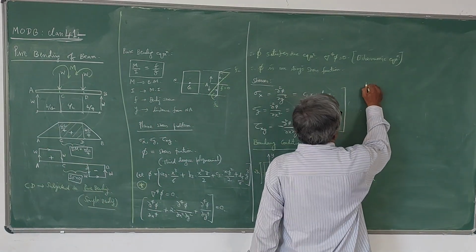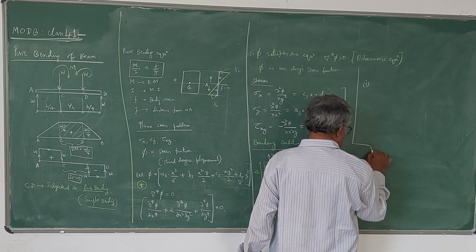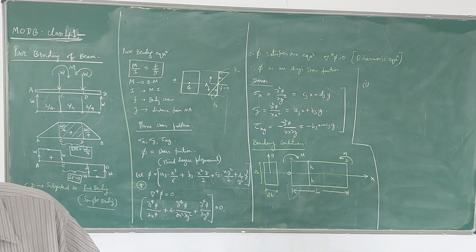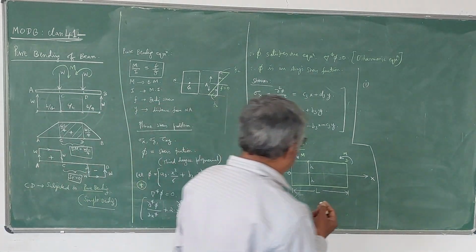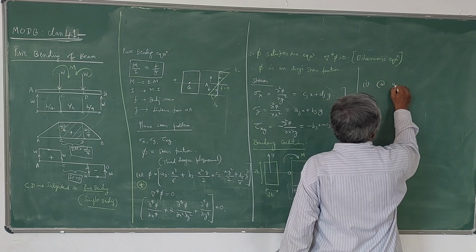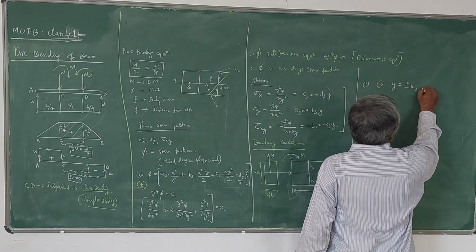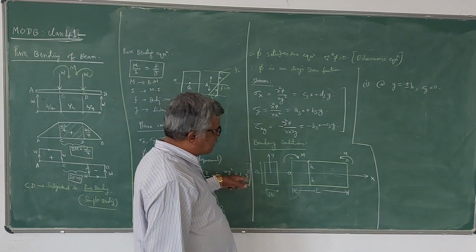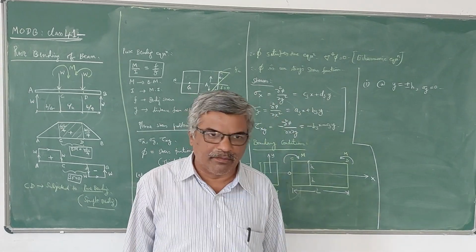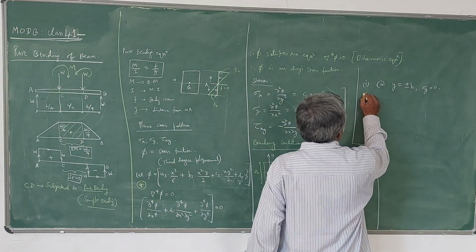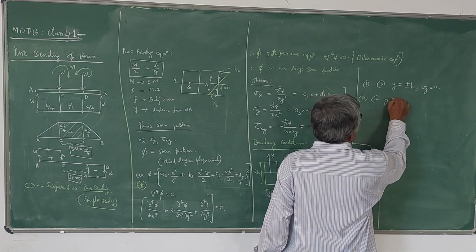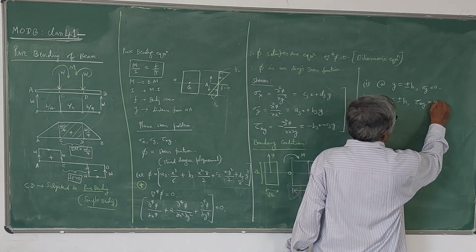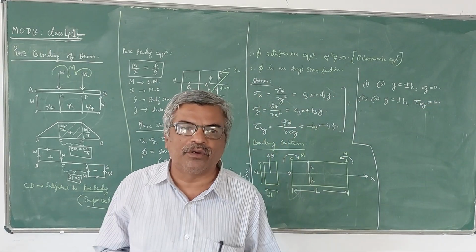We are going to have three boundary conditions. The first boundary condition: at y equal to plus or minus h, sigma y is 0. That means there is no stress at right angles to the length of the beam. Second boundary condition: at y equal to plus or minus h, there is no shear stress, tau xy is also 0, because it is not subjected to shear force.